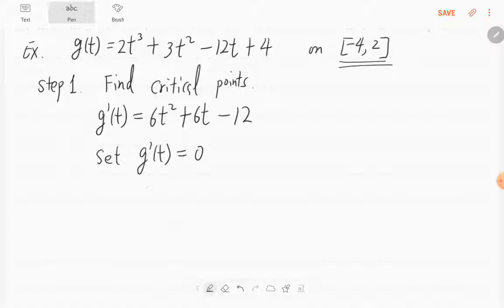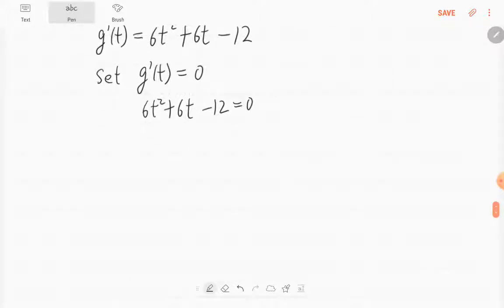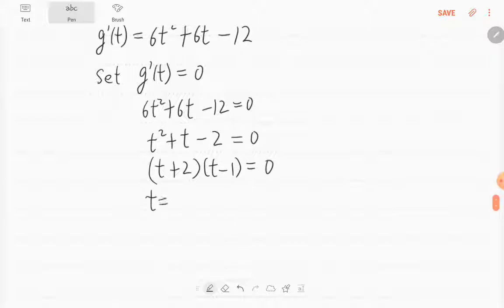Then you will have 6t squared plus 6t minus 12 equals 0, right? So let's solve this quadratic equation. Try to factorize it. We divide by 6 first to simplify: t squared plus t minus 2 equals 0. So let's try to factorize. It's (t plus 2)(t minus 1) equals 0. So we have t equals -2 or t equals 1.